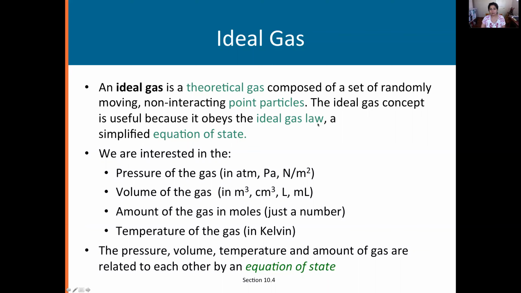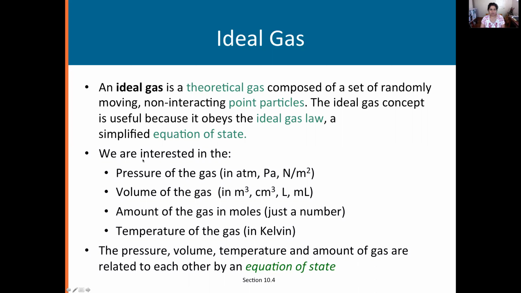The ideal gas concept is useful because it obeys the ideal gas law, which we'll come to later. And it's a simplified version of the equation of state. What's an equation of state? An equation of state is a relationship between the temperature, pressure, volume, and amount of a gas. Okay? That amount is moles typically. So we'll first learn something about that.